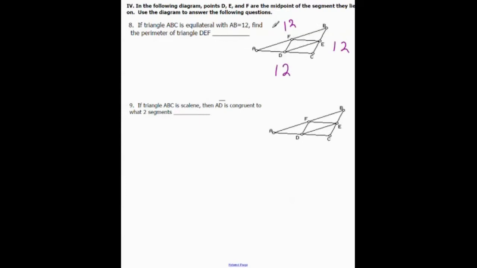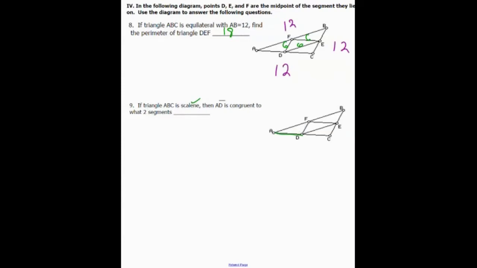Since we have mid-segments, we know that this is 6 because this is going to be half of that 12. This is going to be 6. And this is going to be 6. So 6 plus 6 plus 6 is 18. Now we have a scaling. AD is congruent to what two segments? So here's AD right here.